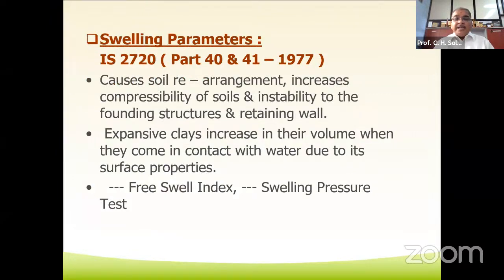As far as the swelling characteristics of the soil are concerned, we are supposed to know the shrinkage limit of the soil, free swell index and swelling pressure test results. If we have these results, in such cases, we can come to know whether the soil is expansive or not.